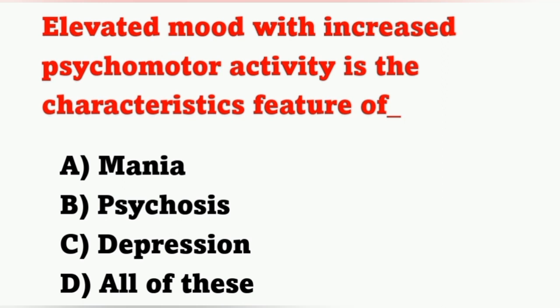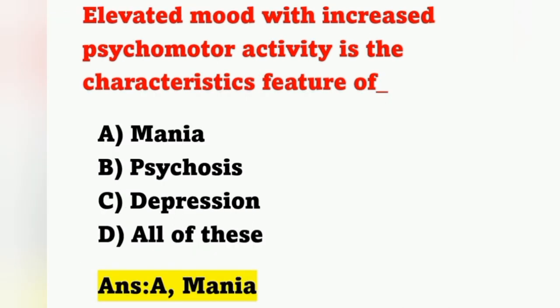Elevated mood with increased psychomotor activity is a characteristic feature of which option? Option A mania, option B psychosis, option C depression, option D all of this. Question: elevated or increased mood with increased psychomotor activity is one of the features of mania. Option A is the correct answer.